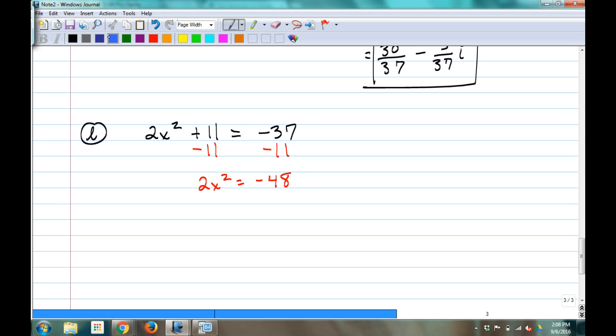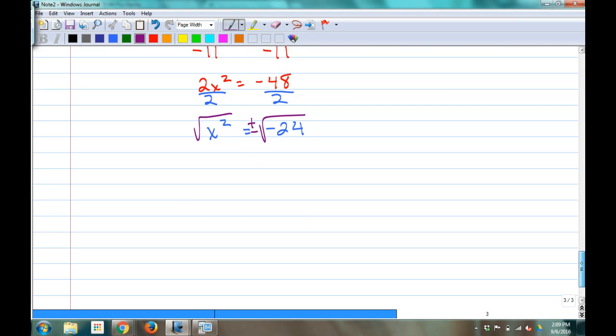Makes a big difference. And then what? Divide by that 2. x squared is equal to negative 24. And now here's where I take the square root of both sides. Don't forget, when you take that square root, it's plus or minus in front of it every time. When you take that square root to solve, you got to have the plus or minus in front of it. Okay. Then simplify that radical.